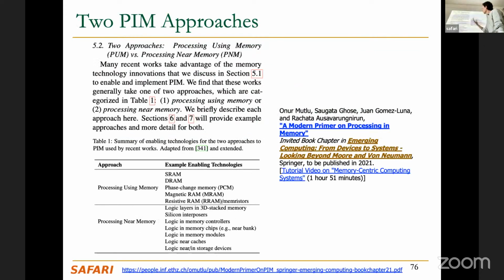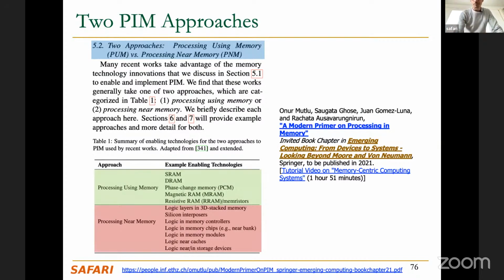So, where can you read more about these two PIM approaches? Of course, in the book chapter that I mentioned earlier, there is section 5.2 that introduces these two approaches, processing using memory and processing near memory, and also provides different examples of enabling technologies for the two types of PIM.